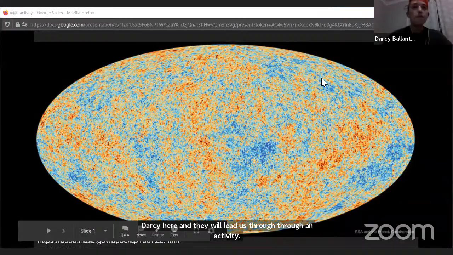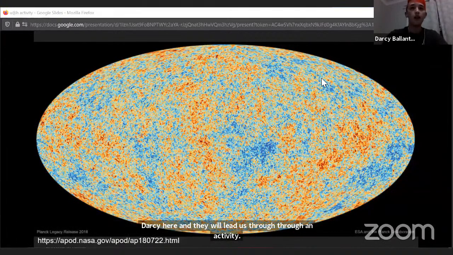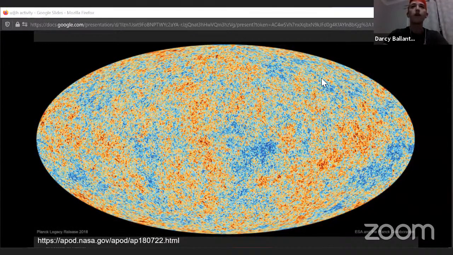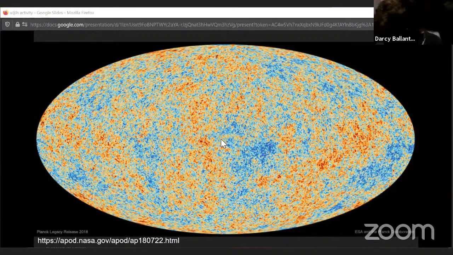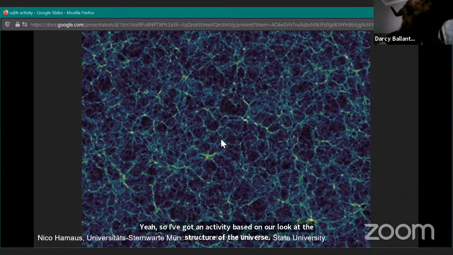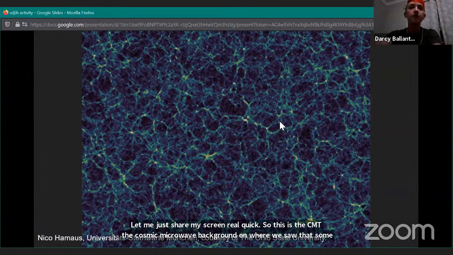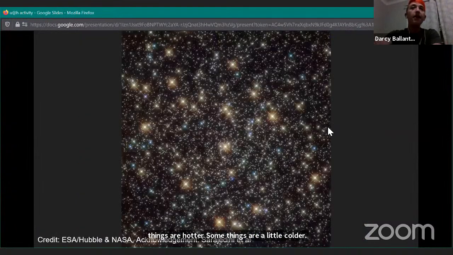So this is the CMB, the cosmic microwave background, where we saw that some things are hotter, some things are a little colder. This is the structure of the universe, how things clump together. Keep in mind kind of how this looks. And then we see that kind of saying, hey, stop drinking milk.